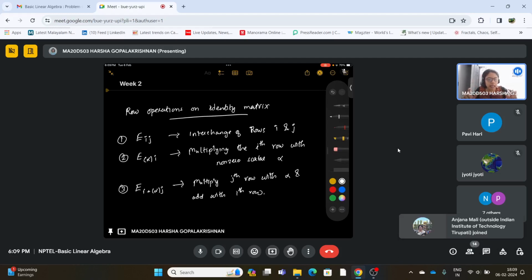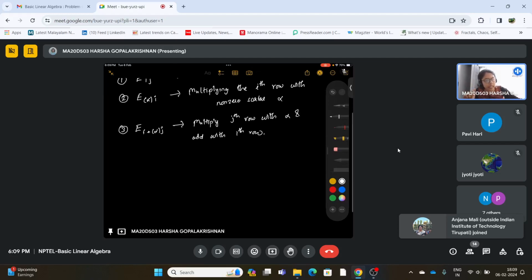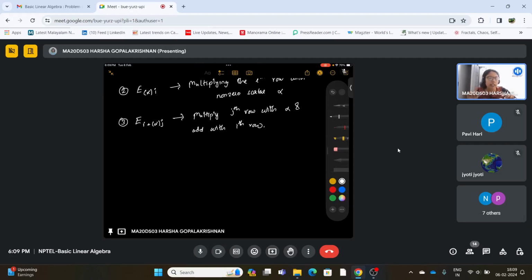So these three are the operations on the identity matrix. Usually in any matrix we will do this kind of operation in order to get a row reduced form. So instead of doing that on a particular matrix, what we can do is the corresponding operations on the identity matrix and then pre-multiply it.